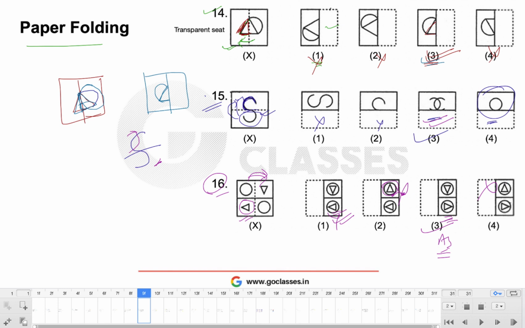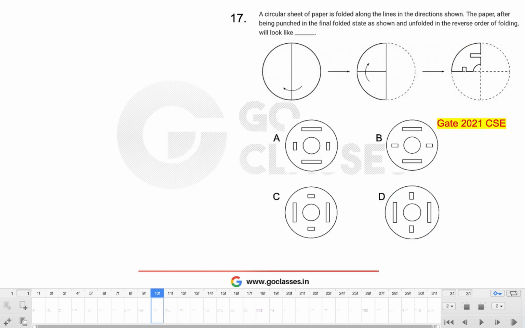It will not be upside down, but it will be mirrored. This is right, this is wrong. So this is the answer. Next question. Okay, this is a question of paper cutting. We will get back on this question after the paper cutting topic.